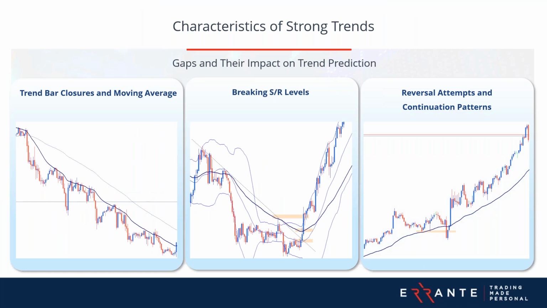So let's go through reversal attempts and continuation patterns. In the face of a strong trend, spikes or attempts to reverse the direction often falter, lacking any substantial follow-through. Instead of leading to a reversal, these failed attempts frequently morph into continuation patterns, further affirming the trend's direction. And this pattern of behavior is a clear signal to traders that the market's momentum remains with the trend, advising against bets on a reversal and instead preparing for the trend's continuation.